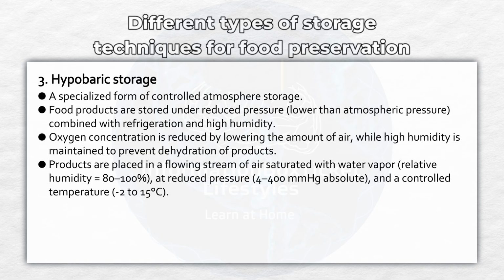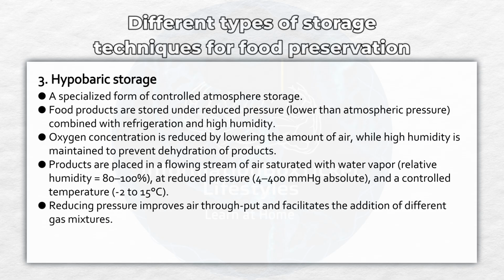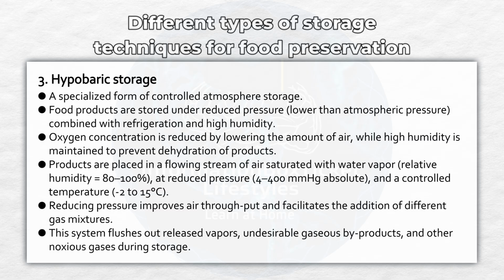At reduced pressure, 4 to 400 millimeters of mercury absolute, and a controlled temperature of -2 to 15 degrees Celsius. Reducing pressure improves air throughput and facilitates the addition of different gas mixtures. This system flushes out released vapors, undesirable gaseous byproducts, and other noxious gases during storage.